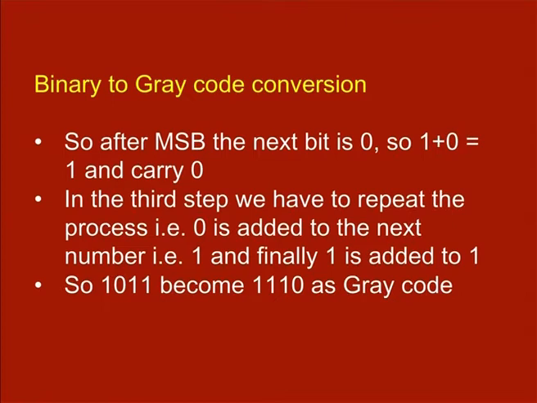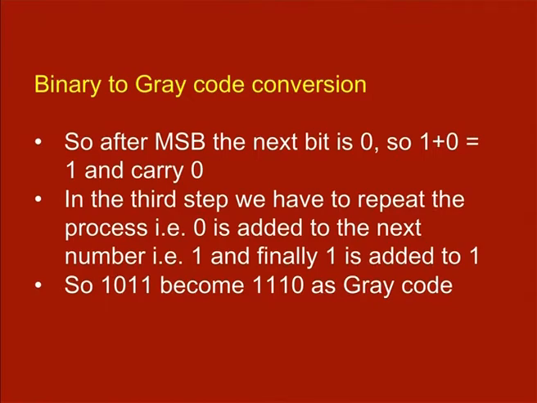Now, in the final step, we just have to repeat the process that we did in the second step. So, now 0 is added to the next number, that is 1, and finally 1 is added to the next number, that is 1. So, the gray code representation of the binary number 1011 becomes 1110.